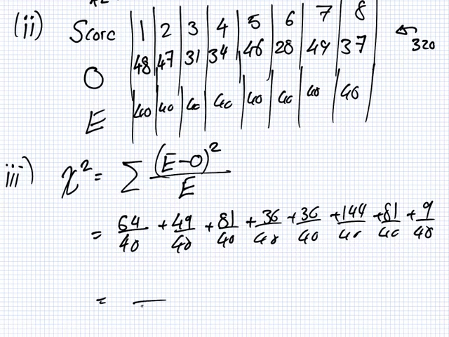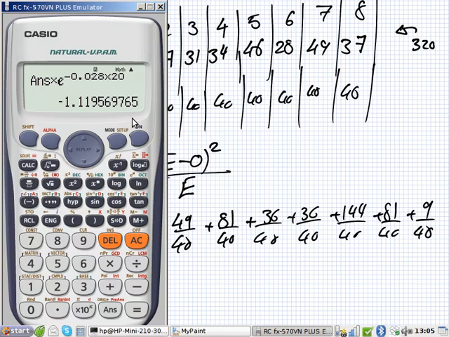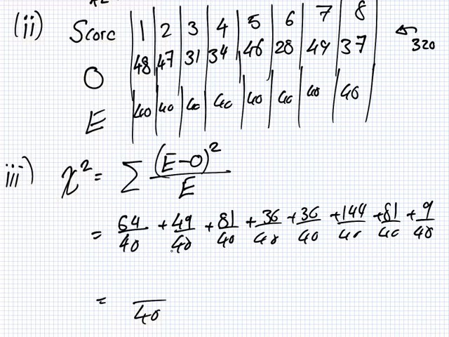So obviously this is all over 40, so we just need to add up the top line here. 64 plus 49 plus 81 plus 36 plus 36 plus 144 plus 81 plus 9, 500 over 40, which is 12.5. Now we're not finished yet, this is just halfway there.